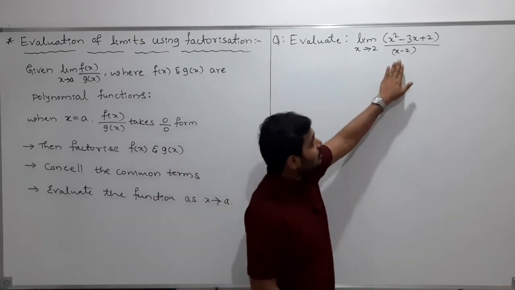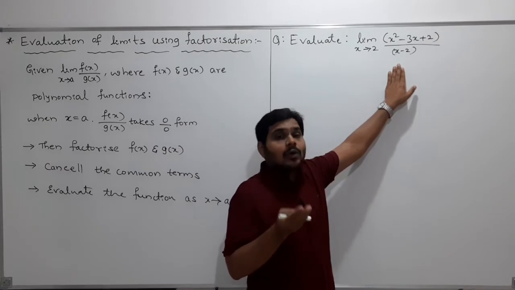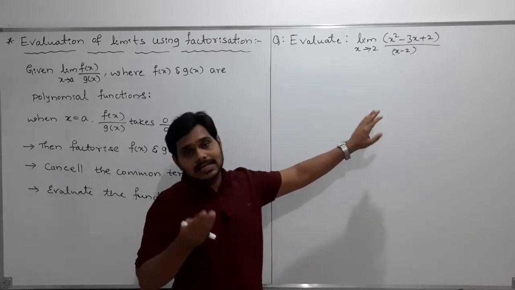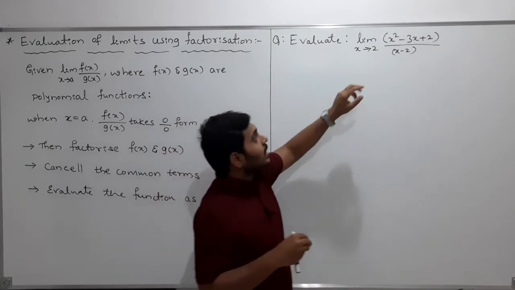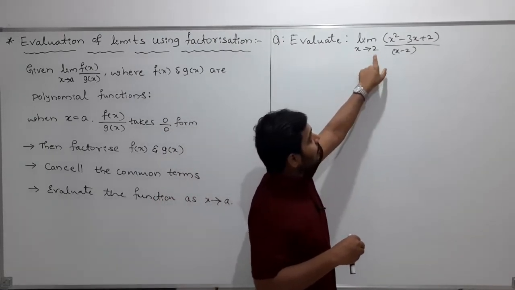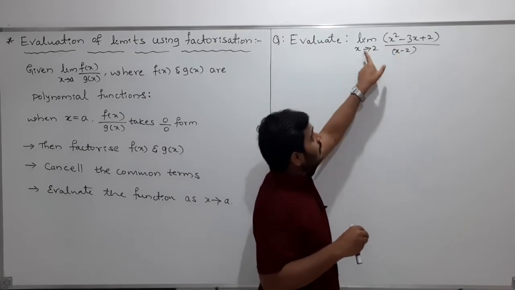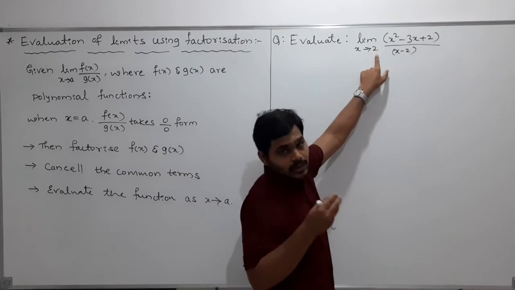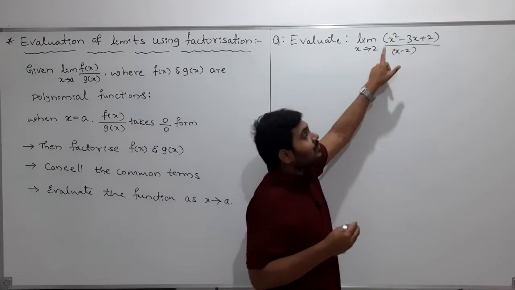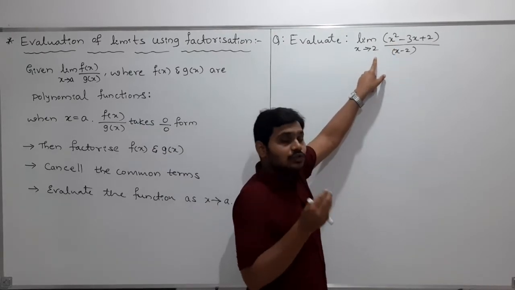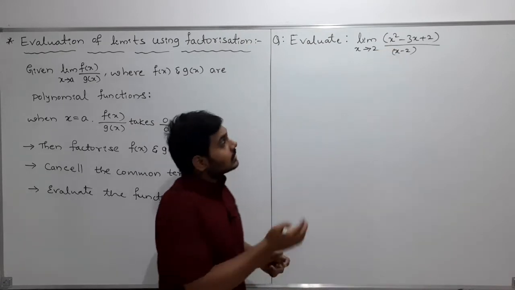In this given function, if you apply the method we discussed in the earlier classes, what should we do? I should substitute the x tends to value, whatever point is given to you. Here x tends to 2, so we should substitute x value as 2 in the given function. So let us check, my dear students.